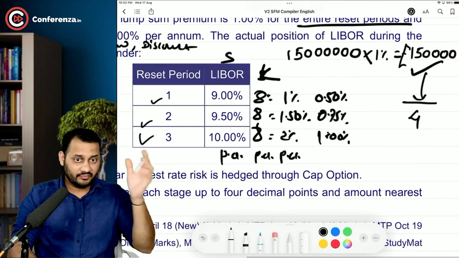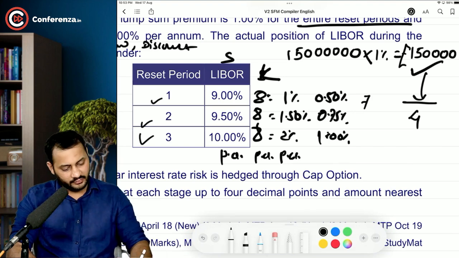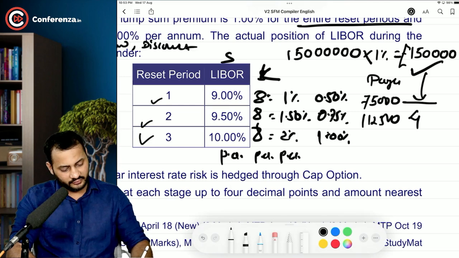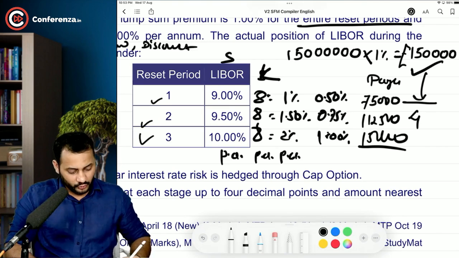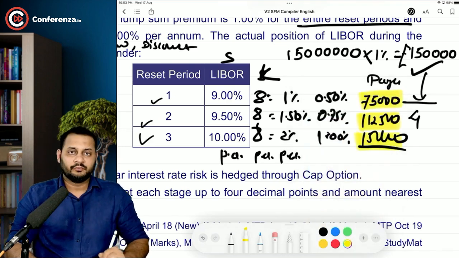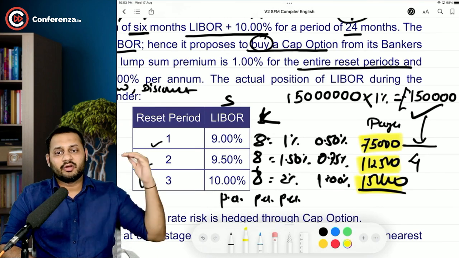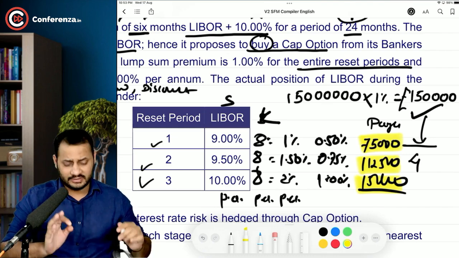So when you apply 0.5% on 15 million, it will give you 75,000 payoff. 0.75% gives 1,12,500, and 1% gives 1,50,000. So this is the payoff that you are going to receive, my friend. And for that purpose you paid a premium, but you paid the premium of 1,50,000 for all the 4 periods, right? If you have to calculate the premium for every reset period, how are you going to convert that 1,50,000? It's very, very easy.